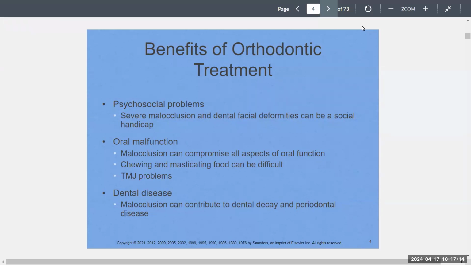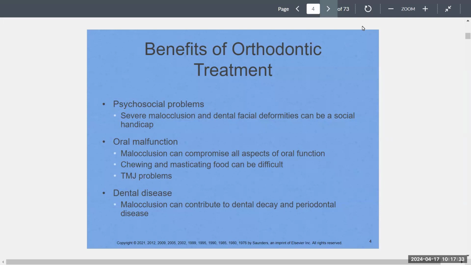Also, oral malfunction. There are people that have TMJ issues, and it's difficult for them to chew or masticate their food. So malocclusion can compromise a lot of aspects when it comes to oral function.